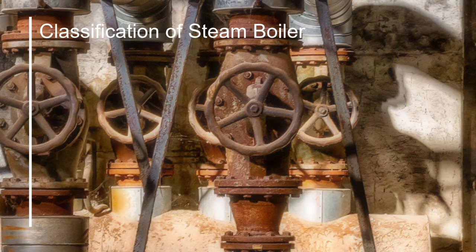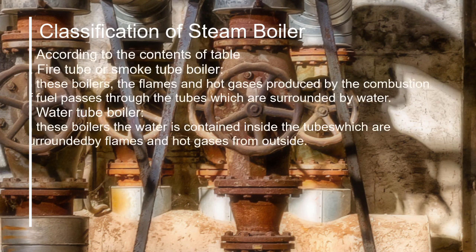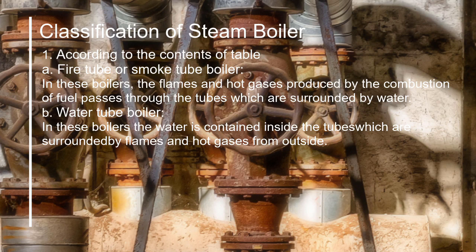Classification of steam boilers. Steam boilers can be classified by many criteria. The most important criterion is the contents of the tube, which gives fire tube or smoke tube boilers and water tube boilers. In a fire tube steam boiler, the flame and hot gases pass through the tubes, which are surrounded by water. The heat is conducted through the walls of the tubes from the hot gases to the surrounding water.